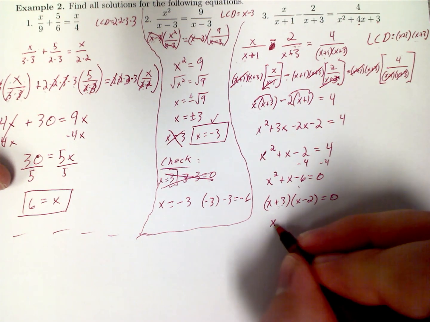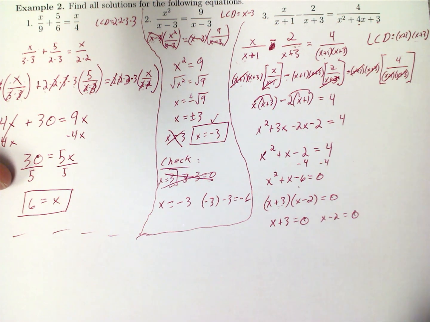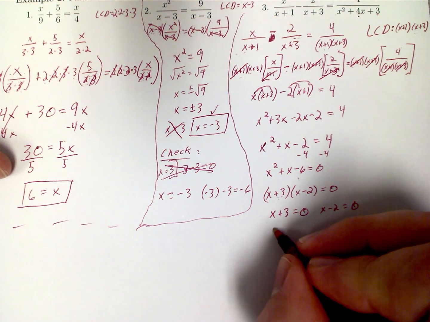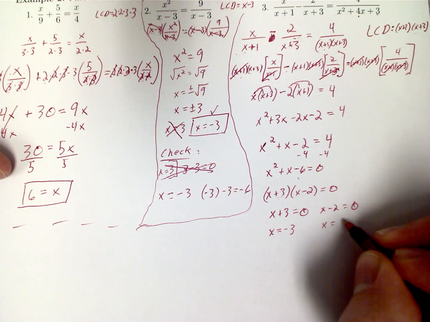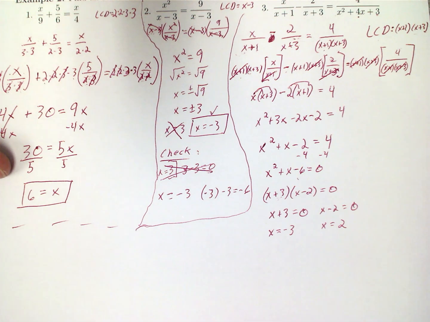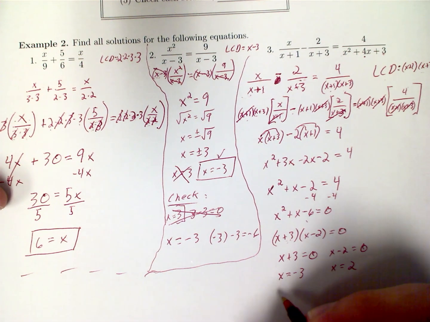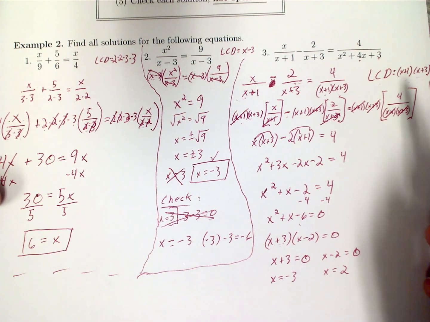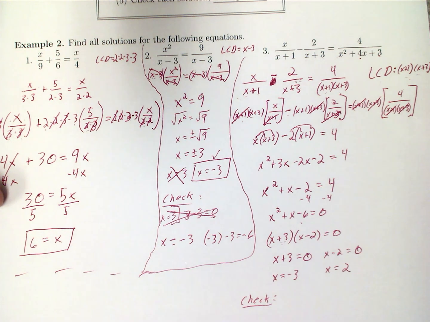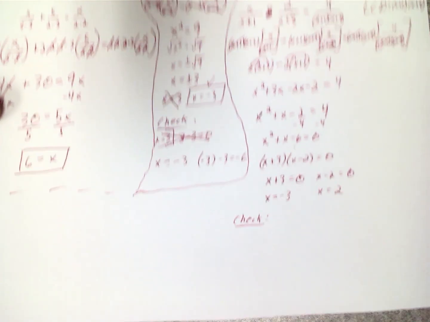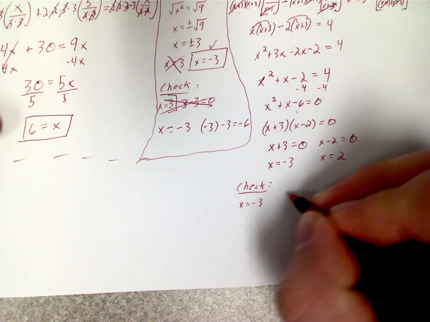And then we set each factor equal to 0. Then we have x equals negative 3 and x equals 2 as our solutions. But remember, this is only potential solutions. So we'd basically plug it into our LCD. So we got to check. Really, that's all you need to actually check against is the LCD. So we're going to check two things. We're going to check x equals negative 3.